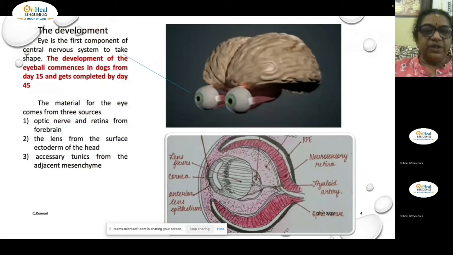The eyeball develops from the forebrain or prosencephalon. That's the embryology. In fact, this is the first organ to start formation from the brain. It commences at gestation day 15 and gets completed by day 45. The optic nerve and the retina come from the forebrain. Then the lens comes from the lens placode, which arises from the surface ectoderm of the head. And all the accessory tunics arise from the adjacent mesenchyme.